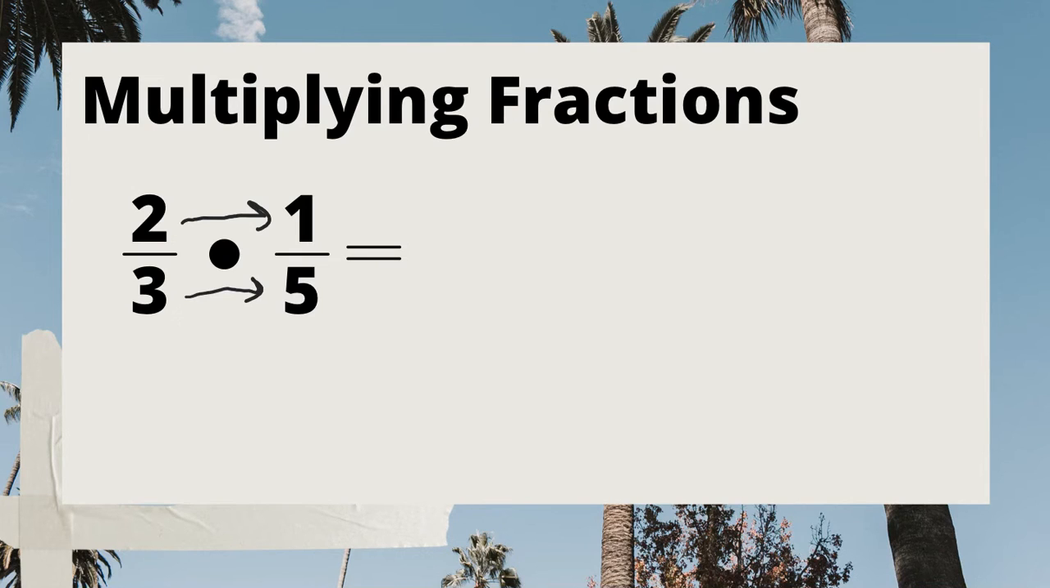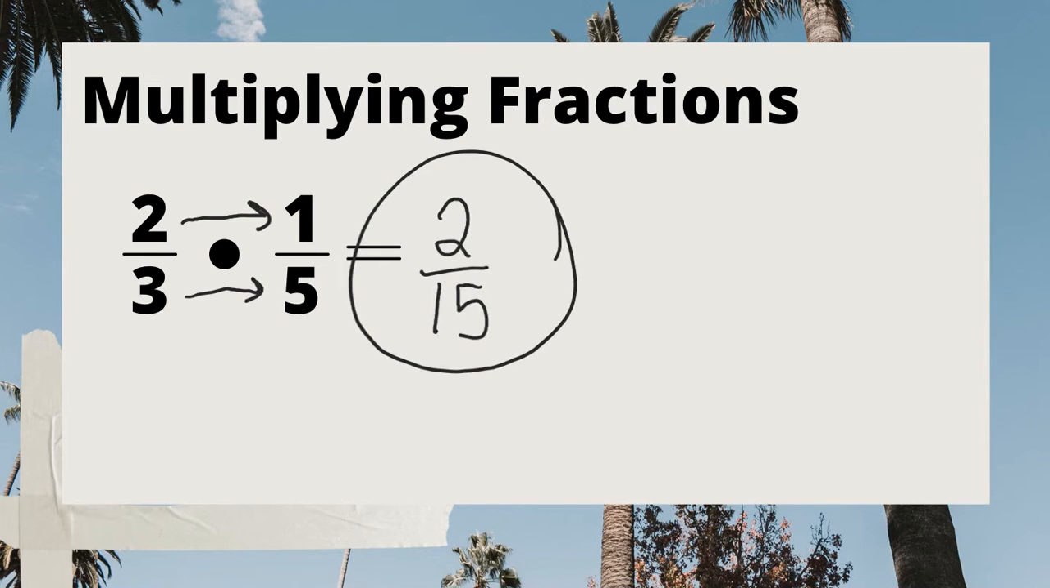So here, if we multiply the numerators, we have 2 times 1 is 2, and then 3 times 5 is 15. And we can't simplify that, so we're done, and that's our answer. And that's why it's pretty easy. But let's see another example where things can get a little more complicated.